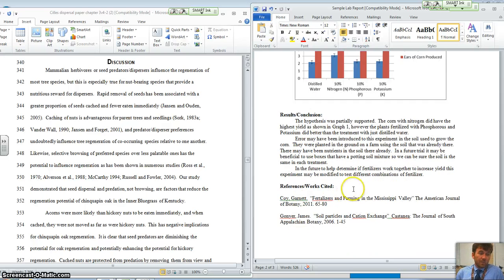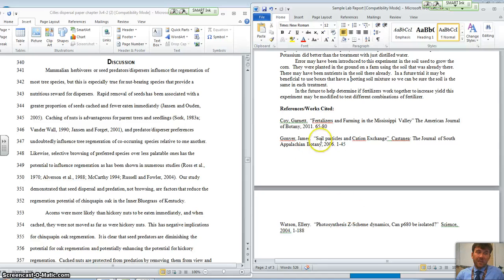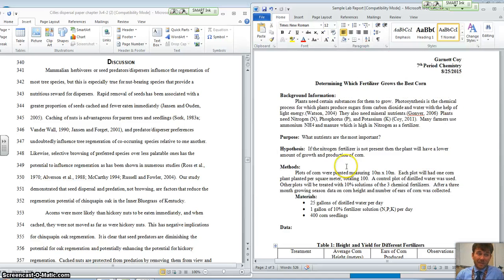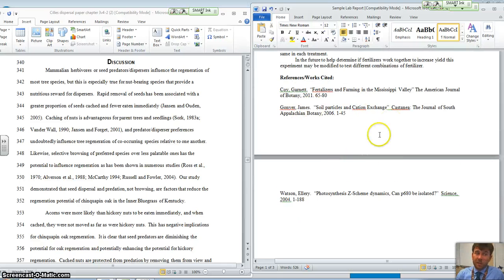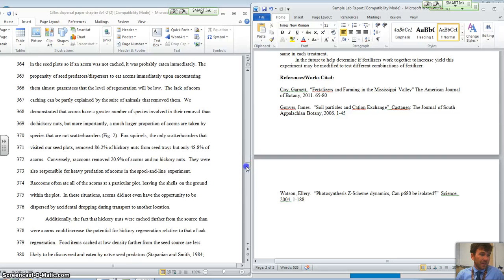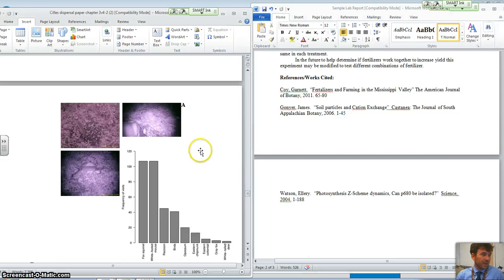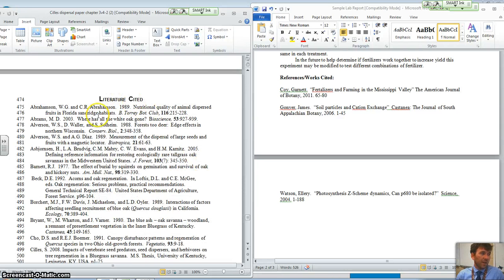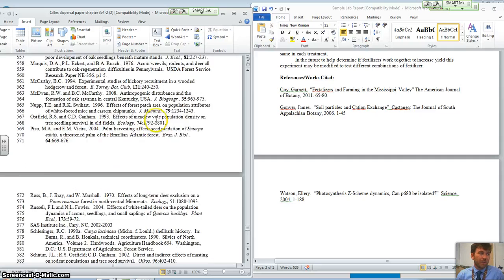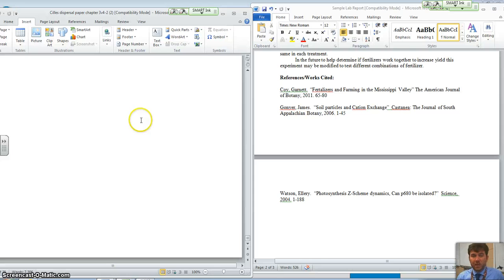So in the end, you have to have references and works cited. Anything that was cited in your in-text citations up here also needs to be cited in a works cited bibliography style list at the end. And this one is certainly no exception. You've got all the literature cited from other research experiments that people have done. So that's your crash course on how to write a lab report, and good luck.